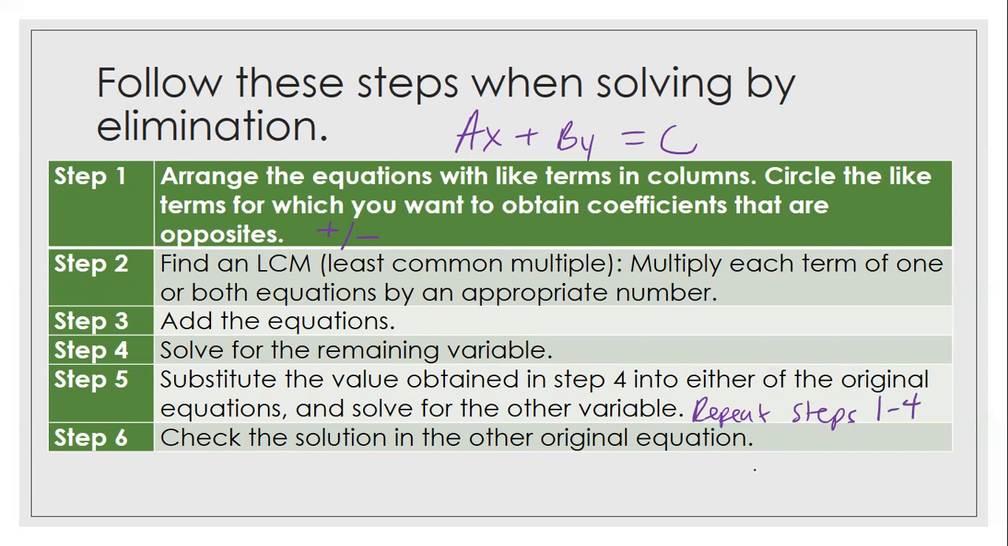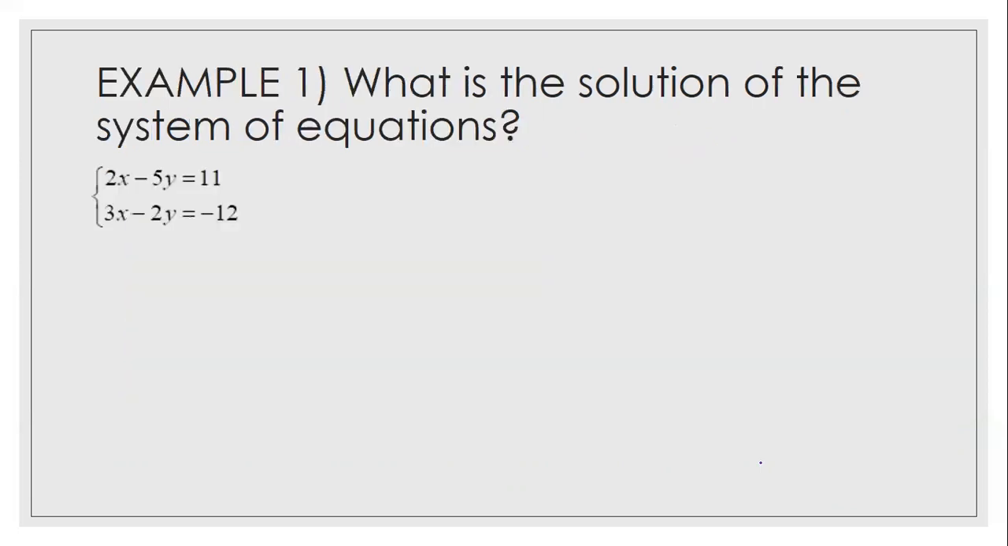Okay, and then we check our solution. Again, we tend to do elimination when one variable isn't easy enough to isolate. So notice here, we have 2x minus 5y equals 11 and 3x minus 2y equals -12. Are either one of the variables isolated in either one of these expressions? No, it's not. So here we're going to go through elimination.